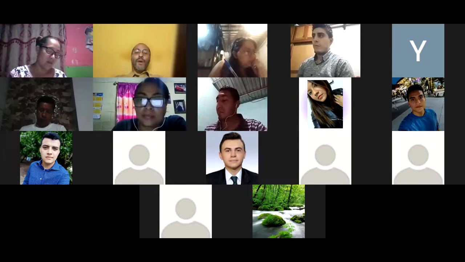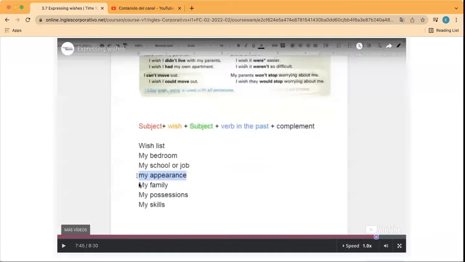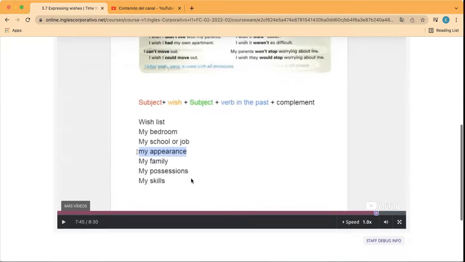So now with your partners, we're going to take one moment and we're going to discuss different wishes. As an example, we're going to take a look at different topics. Use the same structure, the subject and wish. So for example, I wish, this is how we begin. I wish, and then the subject, the verb in the past. I wish my mother had, I wish my brother were, I wish they had, or they could, whatever. Here we're going to talk about different things. Maybe for your house, your school, your job, your appearance, your family, possession, or skills, okay?